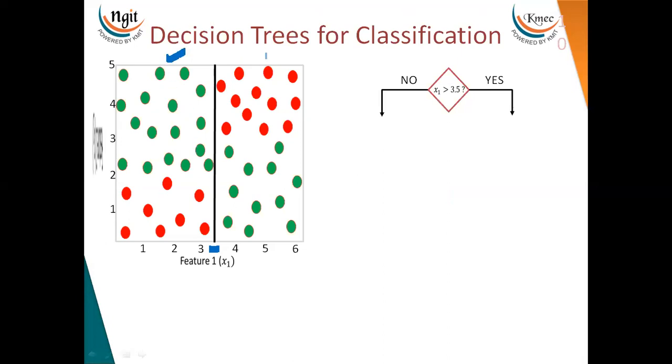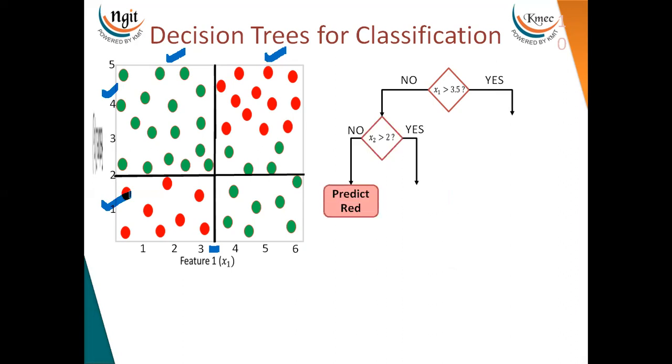And when the answer is yes, I will consider the right side part. Now, one more feature I'm taking, that is x2, whether it is greater than 2 or not. So this question will again have two options, yes or no. When yes is satisfied, I will get this region. When no is satisfied, I will get the red region.